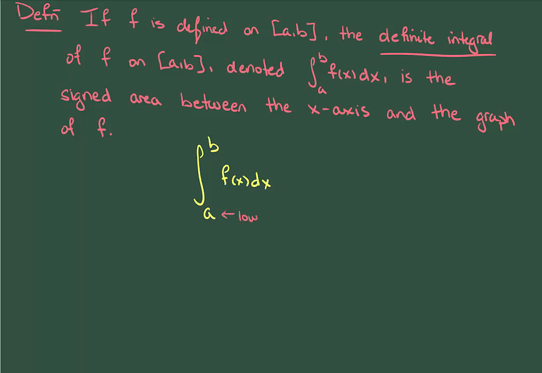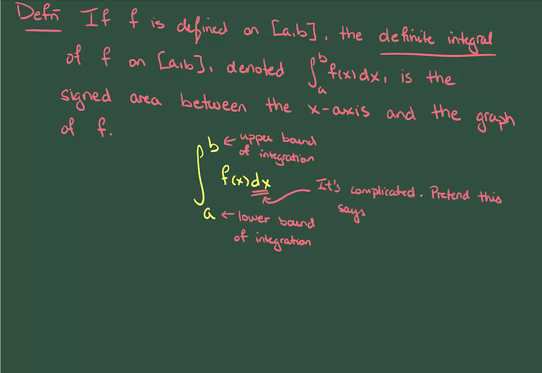The a at the bottom of the s here is called the lower bound of integration. It tells us where our integral begins. In the same vein, the b is the upper bound of integration and is where the integral ends. And this dx term, it's a bit complicated to explain. For now, you should pretend that it's telling you what variable you're integrating.